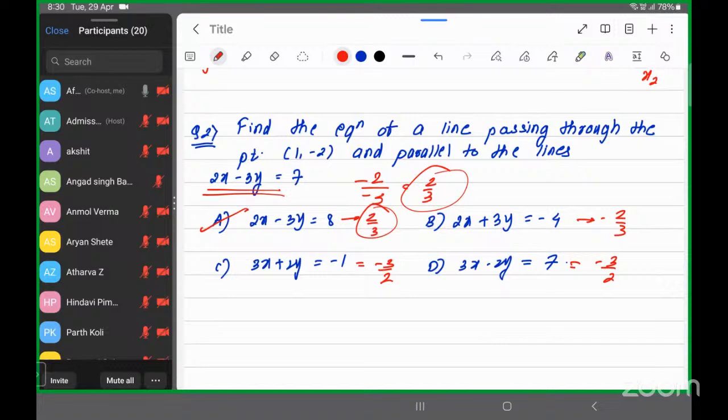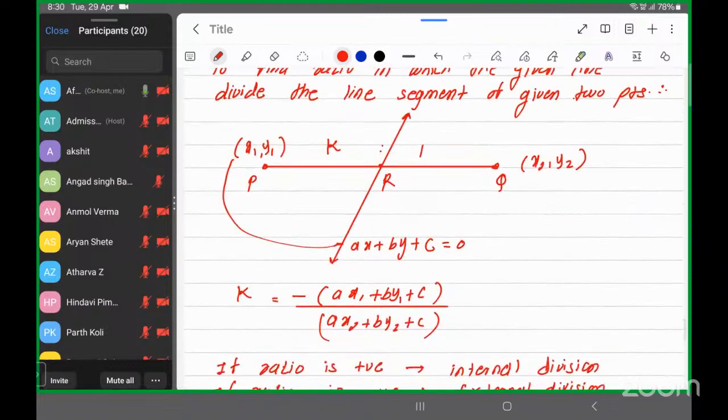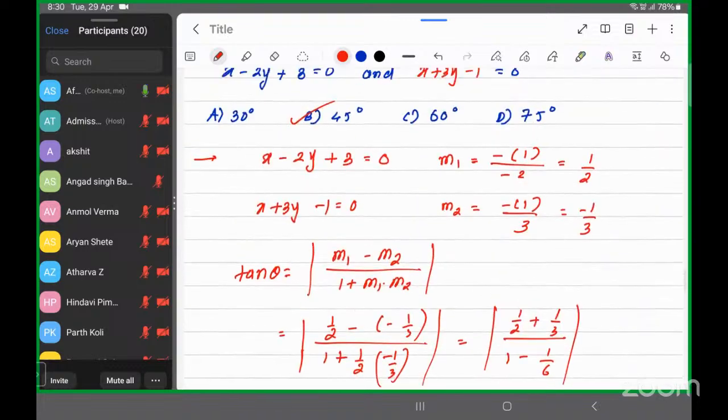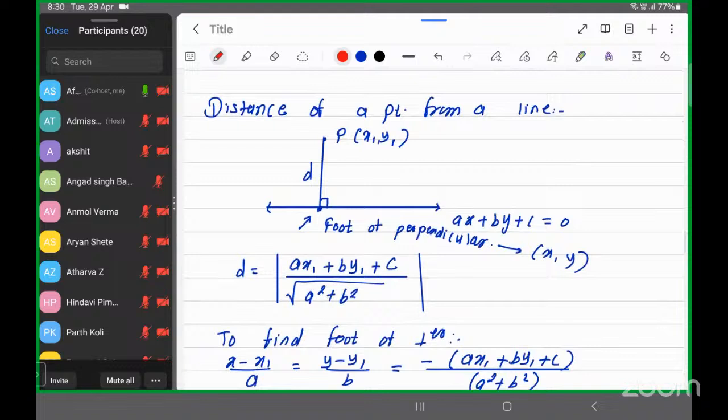Sir, one formula is the distance from a point to a parallel line. No, no, no. That same formula is this only. Yeah, this one: distance of a point from a line. Okay, you are saying the same or anything else? No, I'm saying the same, sir.